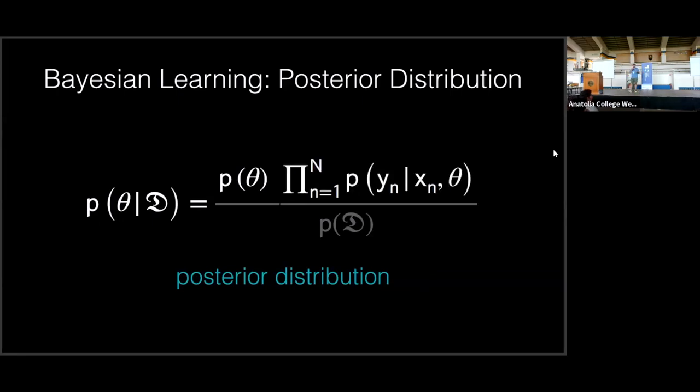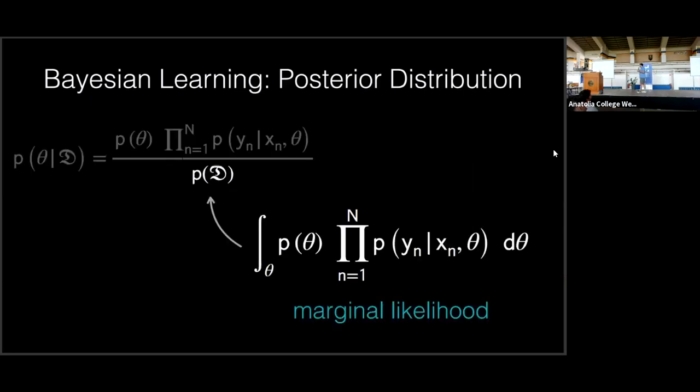Then you multiply that distribution by your likelihood. This is the same term we had before. And then you divide it by a normalizing constant that I'll define in the next slide. And this gives you your posterior probability, right? So it's how your beliefs that were encoded by your prior have updated now that you've seen some data.